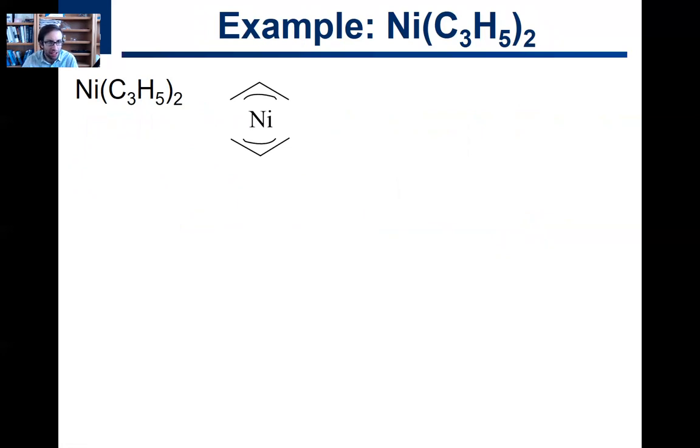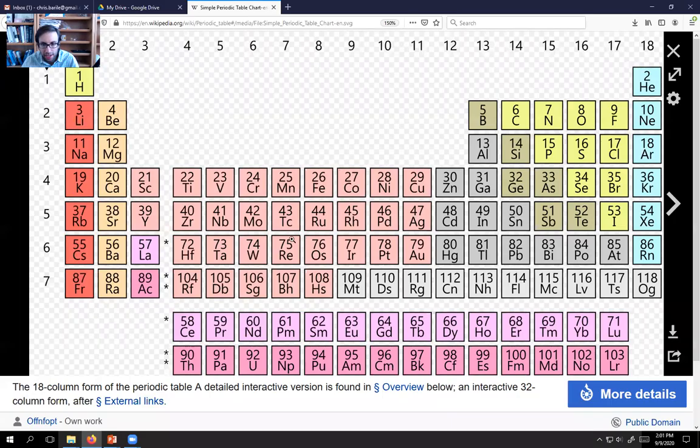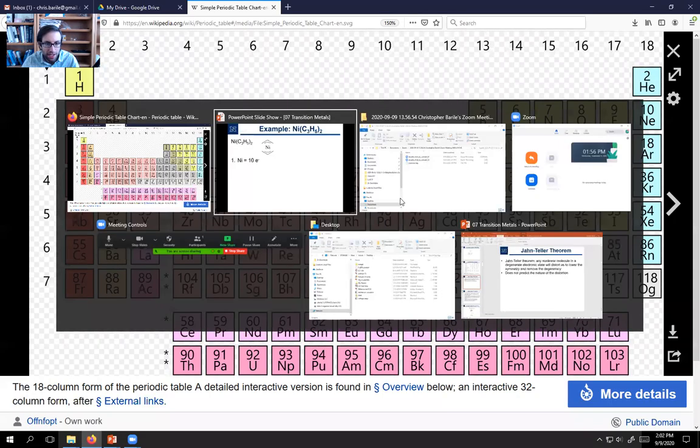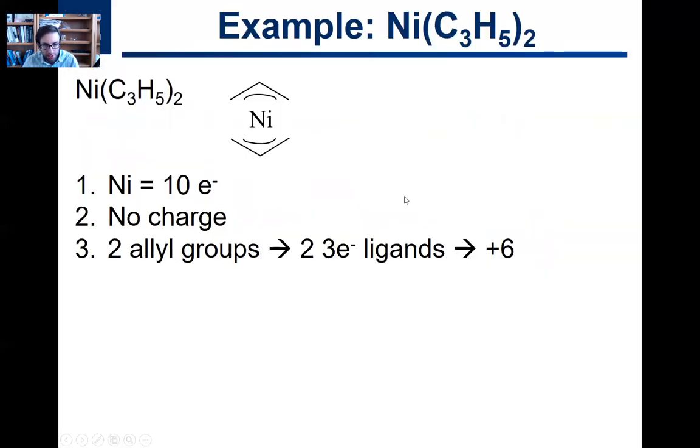This is a nickel allyl complex, a diallyl complex. Nickel, look on the periodic table. Here's nickel, it's in group 10, 10 electrons. No charge again, so we don't change anything. And then 2 allyl groups. These are 3 electron ligands. How can you think about allyl groups being 3 electron ligands? Well, there's a double bond. And remember, allyl group has a negative charge there, right? This is going to be nickel 2+, and there's a minus charge on each of these, overall neutral.